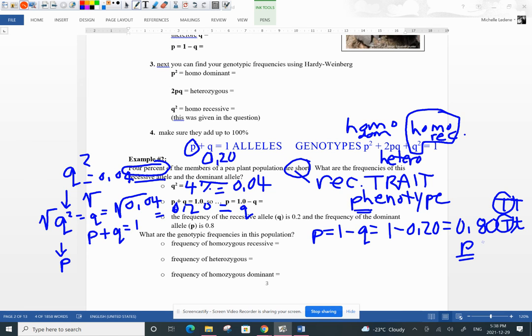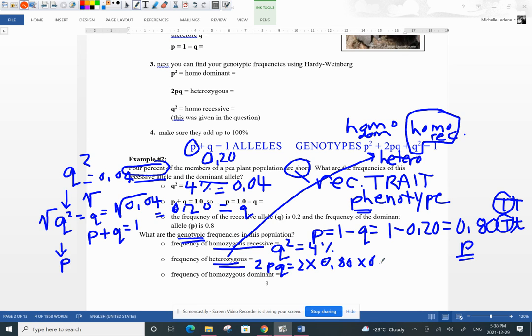Okay, then the next part of the question is to do the genotypic frequencies. So the homozygous recessive, well, that was given in the question. That's Q squared, and we said that's 4%. The heterozygous, you go back up to your genotype equation, the heterozygous, that's all the 2PQ individuals. So 2 times, what was P? We said that was 0.80 times Q, that is 0.20. Math it out on your calculator, and you should get a value of 0.32 or 32%.